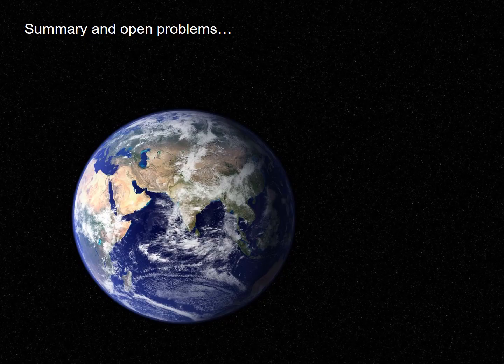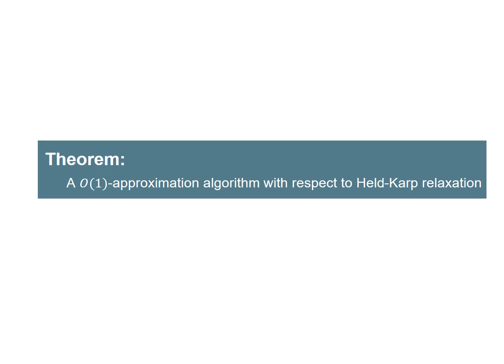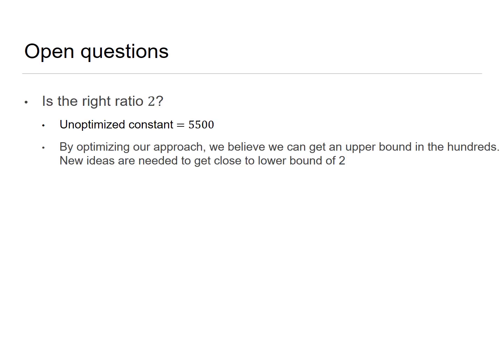So for some summary, no problem. Again, our main result is that we give a constant factor approximation algorithm for ATSP, with respect to the standard LP. In the future, what we would like to see resolved is, people believe somehow that the right ratio is close to 2, or at least that it's not close to our constant, which is like 5,000. We believe we can actually make this 5,000 a little bit better by making our proofs tighter, but really still not anywhere close to 2. So we'll need some new ideas to get close to that lower bound.